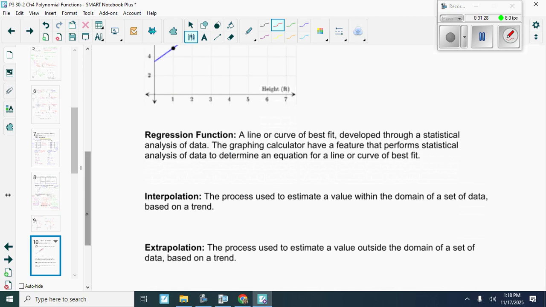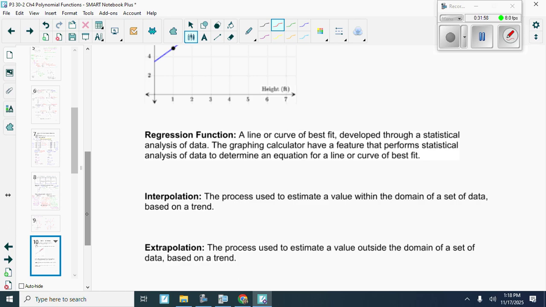Okay, a regression function is a line or curve, because sometimes the things that we're talking about, like the temperature in the summertime, go up for a couple of months and then kind of head back down, which looks a little bit like a parabola. So they're able to say a line or curve of best fit, developed through your statistical analysis of data. Your graphing calculator has some pretty cool features that allow you to do this.